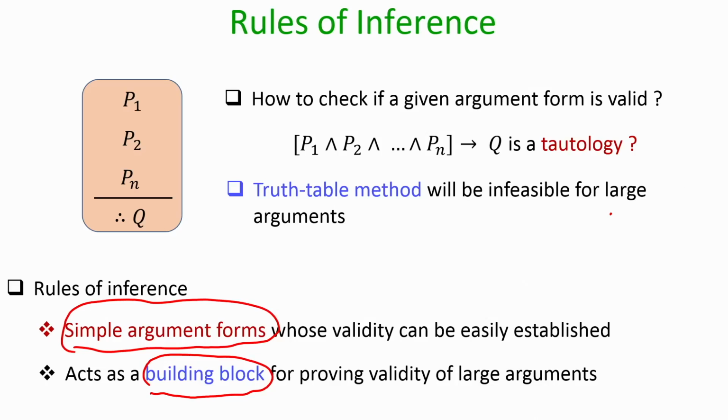It is used for proving the validity of complex, large argument forms, where I use simple argument forms whose validity has already been established using some well known method, say the truth table method. So, I will be listing down some standard rules of inference. Each of them can be easily proved using the truth table method. The most popular here is what we call Modus Ponens. What Modus Ponens says is that if you are given the premises P and P implies Q, you can come to the conclusion Q.